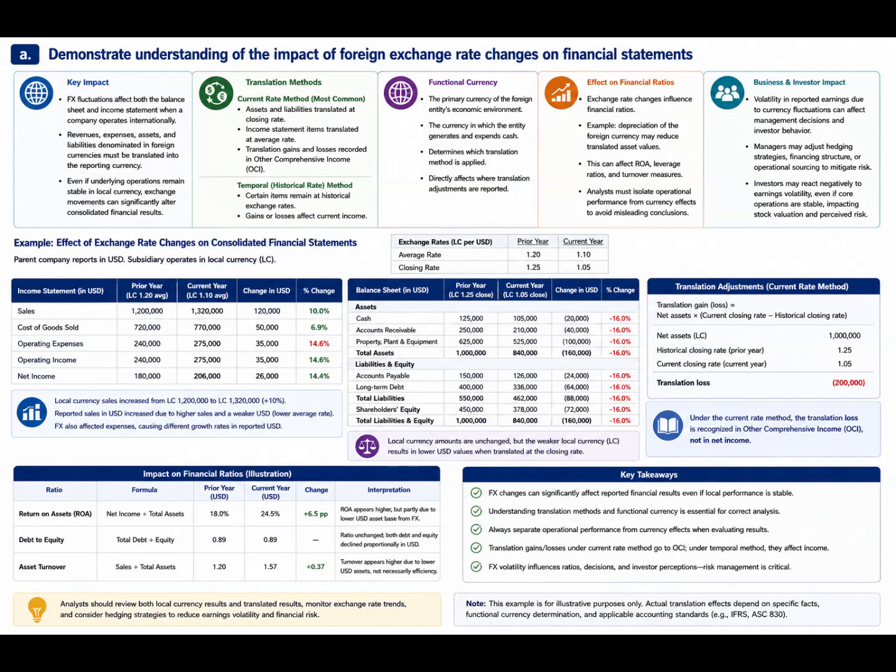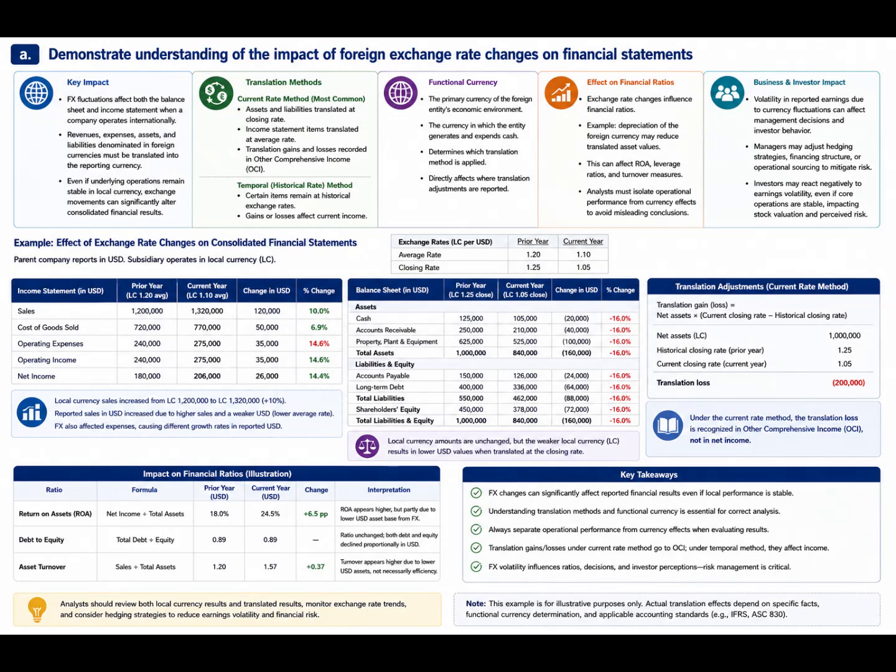Accounting for foreign operations involves historical versus current rate translation methods. Under the current rate method, assets and liabilities are translated at the closing rate, while income statement items are typically translated at average rates. Translation gains and losses are often recorded in other comprehensive income. Under the temporal, historical rate method, certain items remain at historical exchange rates, and gains or losses affect current income.